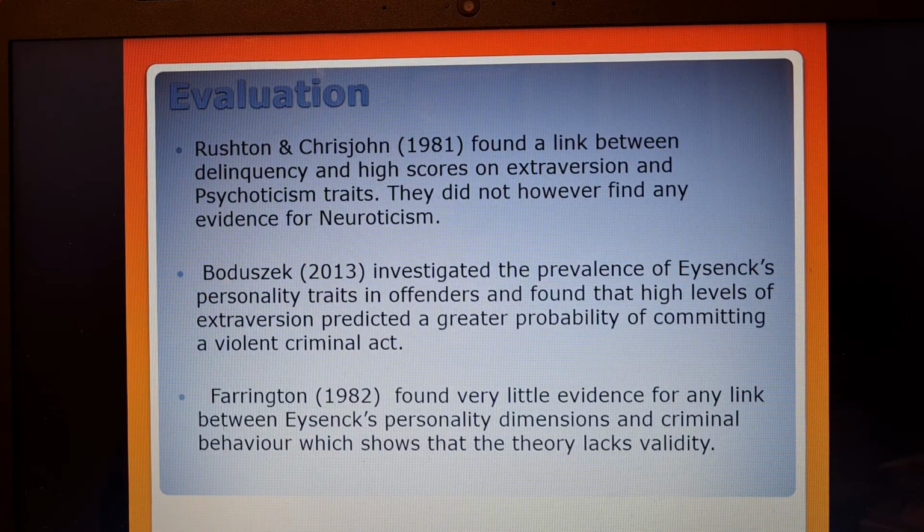Bodezek, 2013, investigated the prevalence of Eysenck's personality traits in offenders. He wanted to see how often they occur and found that high levels of extroversion did predict a greater probability of committing violent or criminal behaviour. So that's again evidence in support of the theory. Farrington, 1982, found very little evidence for any link between Eysenck's theory and criminal behaviour. So again, this one lacks validity. It goes against the theory because Farrington found no evidence at all.